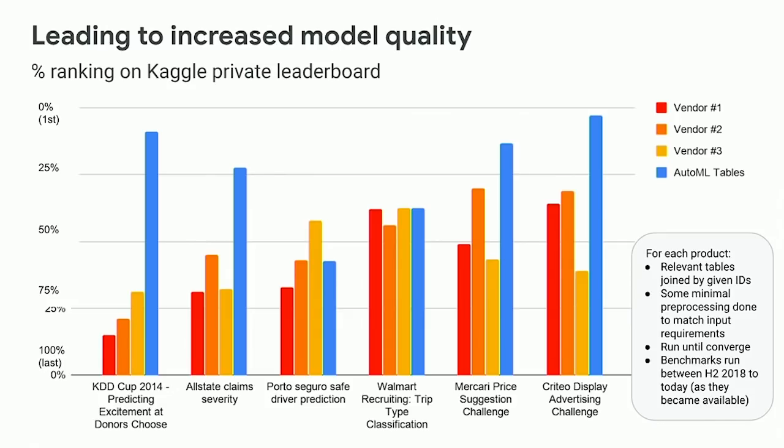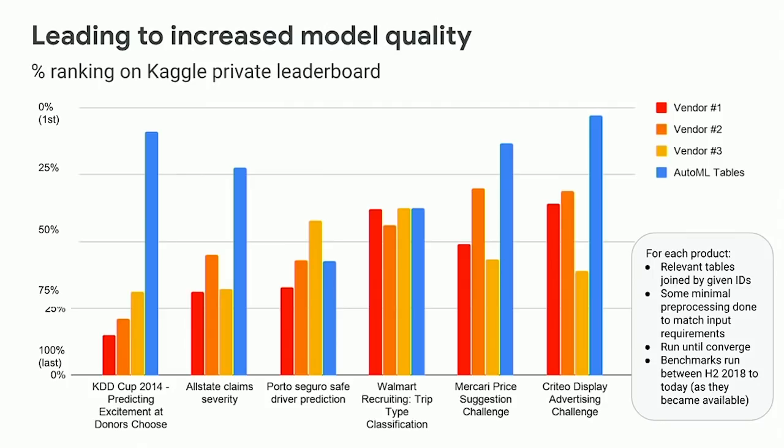And here you have on the x-axis different data sets, different Kaggle challenges that we benchmarked on. And on the y-axis is the percent ranking on essentially the final Kaggle leaderboard, if we had actually participated. So these challenges had already ended by the time we participated. We were just benchmarking on the final leaderboard after the fact.